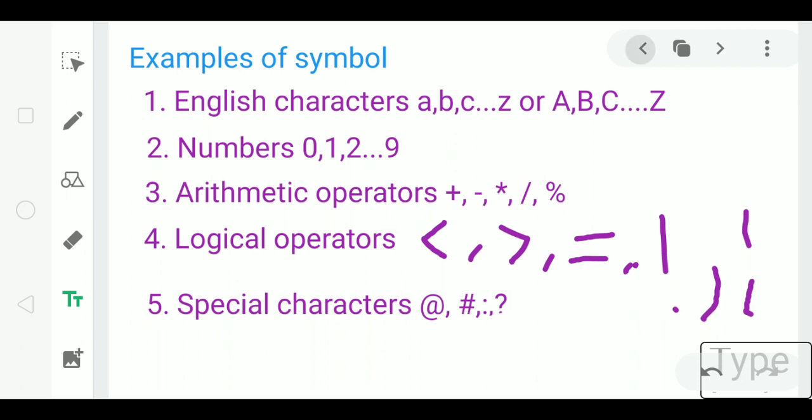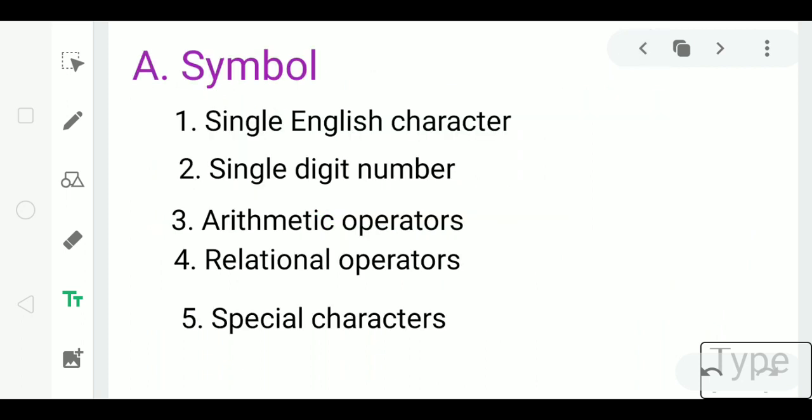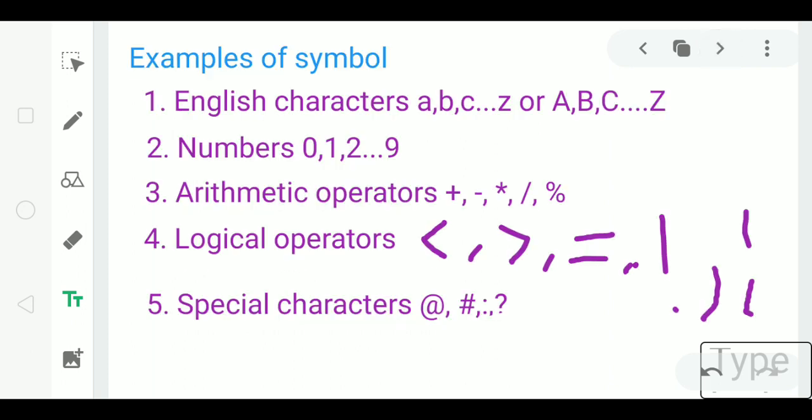And the last category of character is a single digit number. It can be either 0 or 1 or 2 or 3, anything, but it cannot be the set of 0 to 9. Now we'll take the example of symbols in more detail.